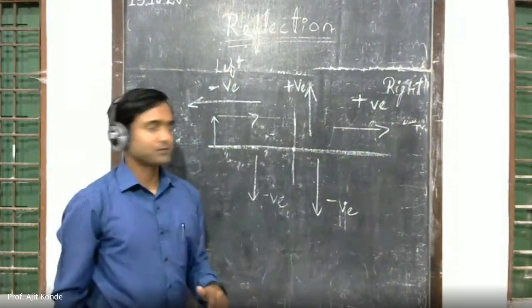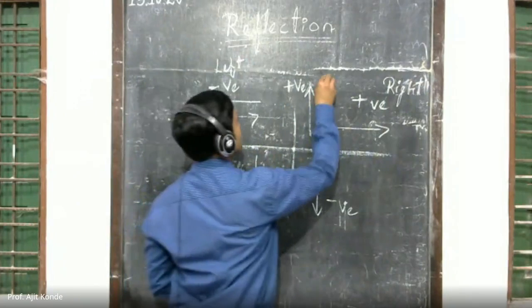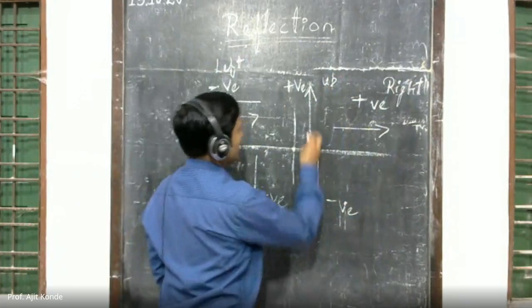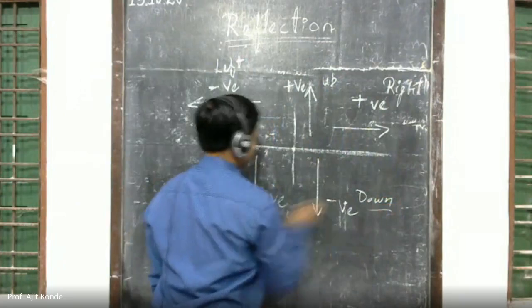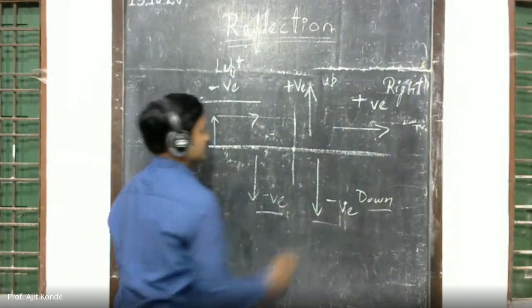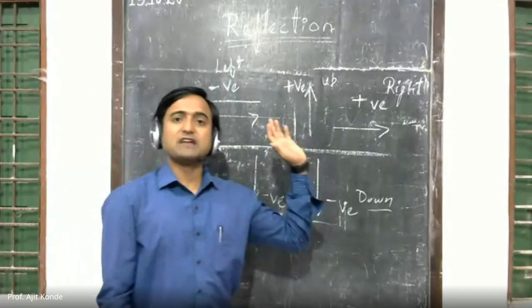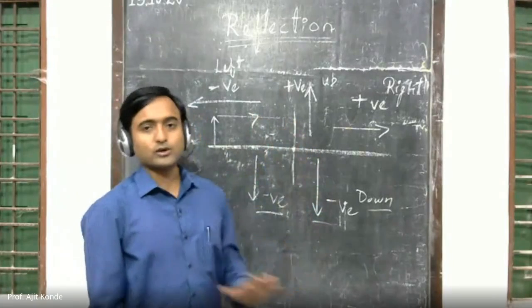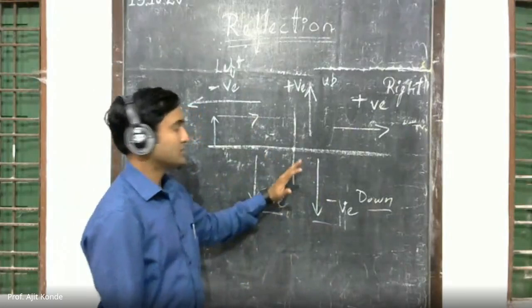Right, positive. Then up, above the principal axis, positive; below, down will be negative, on both the sides. This is the Cartesian sign convention which we have studied in last lecture. This is very important for numericals and calculation.